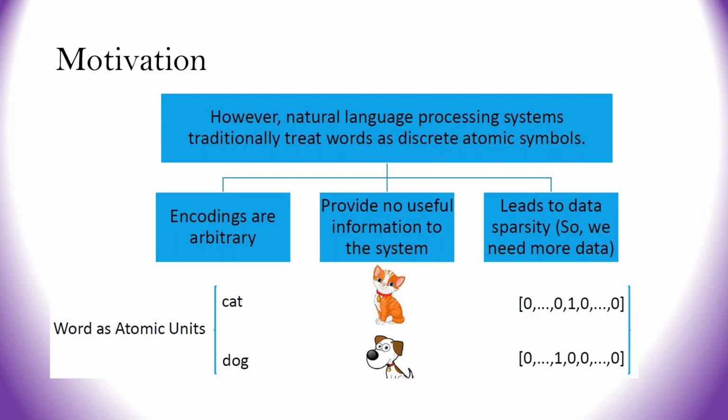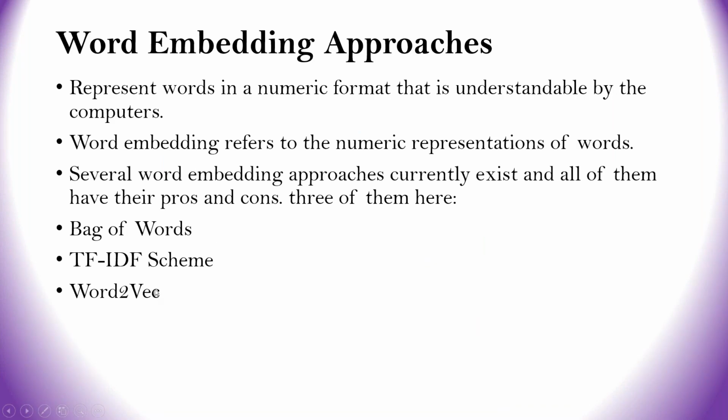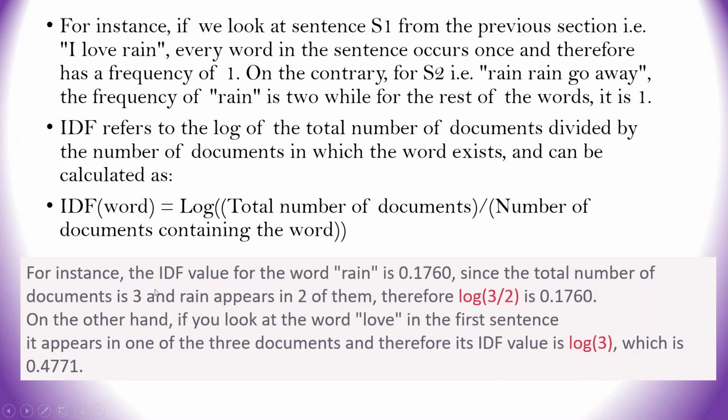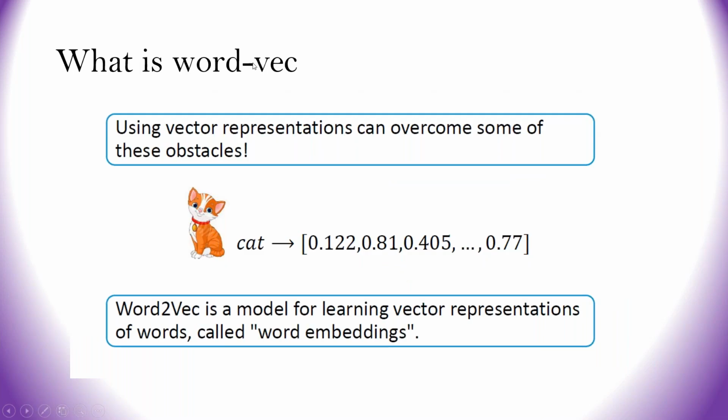But what is the last one, word embedding, the word to vector model? In natural language processing systems, we treat words as values. The example here shows you can represent atomic units like cat and dog with some numbers. Word to vector takes each word and represents it in a vector model, to overcome some of the obstacles we see at the system level in natural language processing.